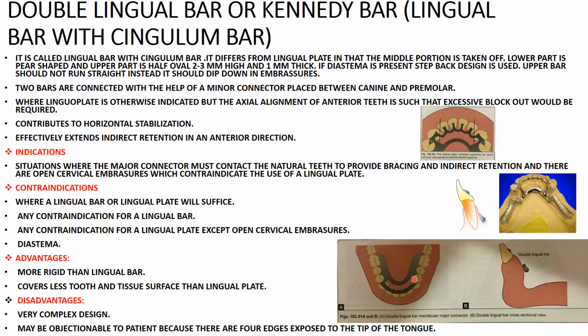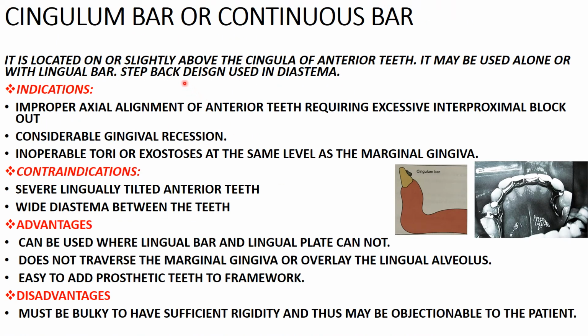So here, as you can see, there are four edges which are exposed to the tongue, and because of that it can cause discomfort. The next is the cingulum bar. As the name says, it is located on or slightly above the cingulum. It may be used alone or with the lingual bar. Again, in cases of diastema or spacing, a step back design can be used.